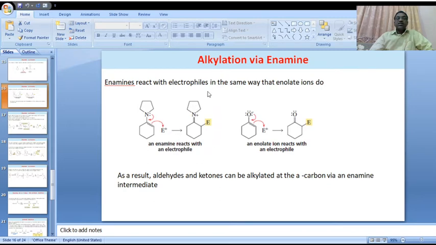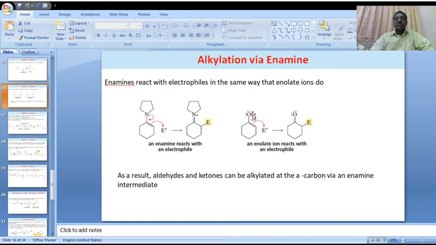Okay, this is the enamine reacts with the electrophile process. Here, the enolate ion, in the last slide we have already studied it. It is the enolate ion with an electrophile attacking on that particular alpha carbon to give the product.